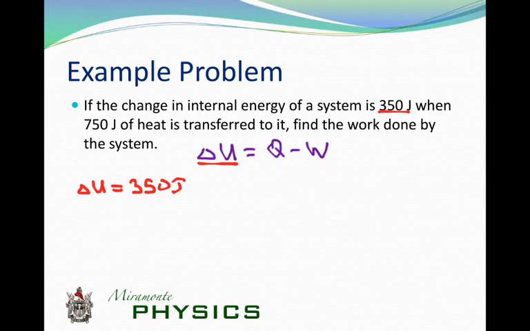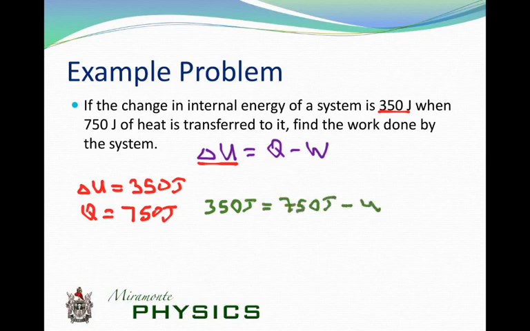So you're adding heat. It's like adding money to your bank account. 350 joules goes to change the internal energy. Well, where does the rest go? So 750 joules for the heat. Set up your equation. 350 joules equals 750 joules minus work. Solve for W, and you get 400 joules. Okay, and notice that number is positive. So that's the amount of work done by the system.